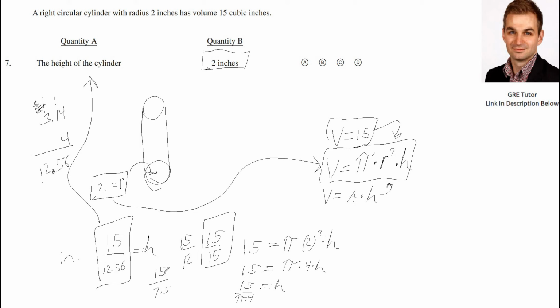7.5 times 2 equals 15, and 12.5 times 2 is 25, which is way more than 15. So whatever this value is, it's between 1 and 2. 15 over 12.56 is less than 2 and greater than 1. That's kind of the area it falls in. And therefore, since this is 2, we know that quantity B is greater than quantity A, so our answer is going to be B.